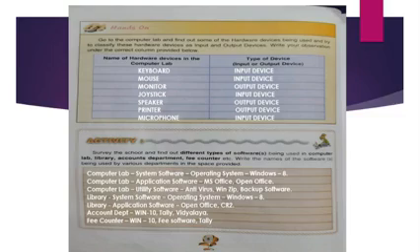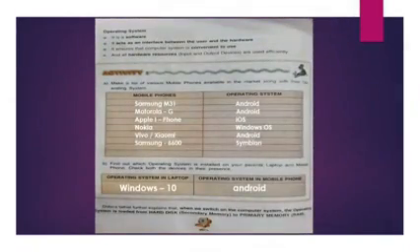Now come to the next activity, which is given on page number 8. Make a list of various mobile phones available in the market with their operating systems. That means we have to write the names of some mobile phones available in the market and write their operating systems in front of them.